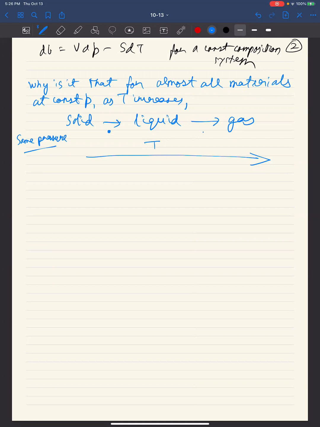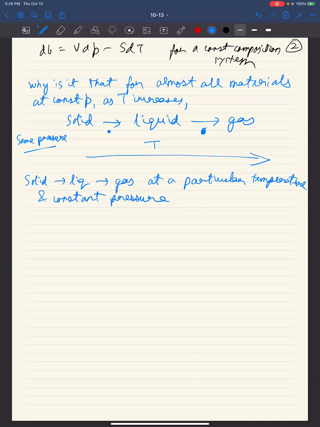Then you still keep increasing temperature. Nothing happens for a while, you stay liquid, then you reach a particular higher temperature, and at that value of the temperature, liquid turns to gas. In other words, we are saying that solid goes to liquid to gas at a particular temperature and constant pressure. So I'm being careful with my wording deliberately. The pressure is never changed.